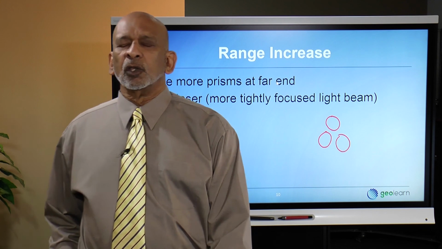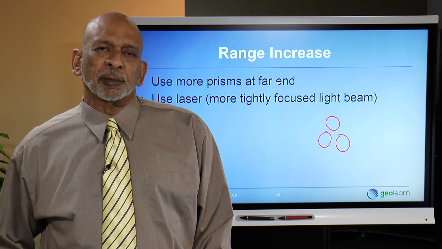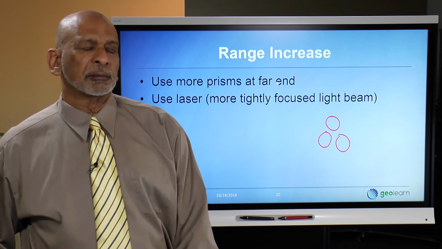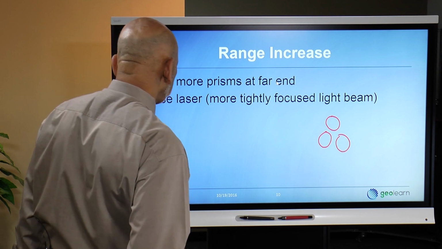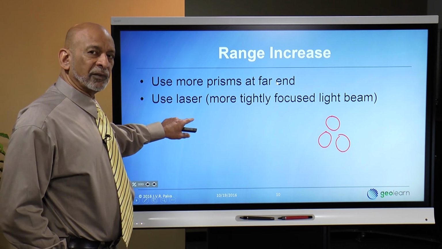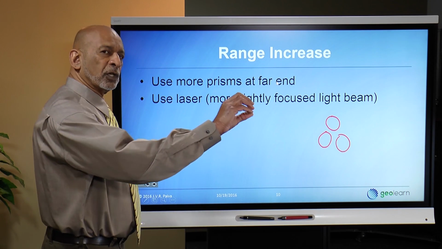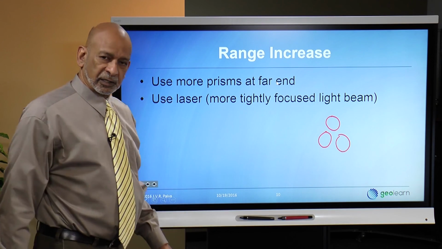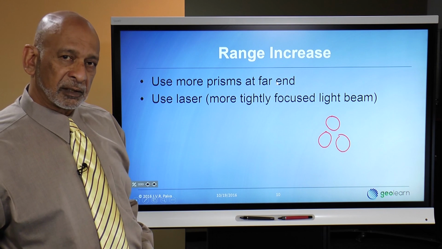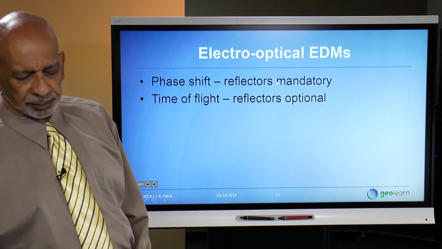These days, those exceptional combinations are not used very much, because for exceptionally long distances we now use GPS or GNSS to make the measurements. The other way to get a range increase is to make sure that the carrier wave is actually a laser, because the laser projects a more tightly focused beam, meaning that there's less dissipation of the signal, and therefore more of that energy comes back to the electronic distance meter.